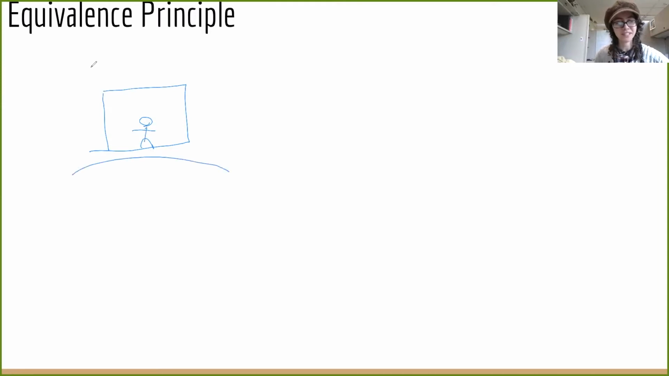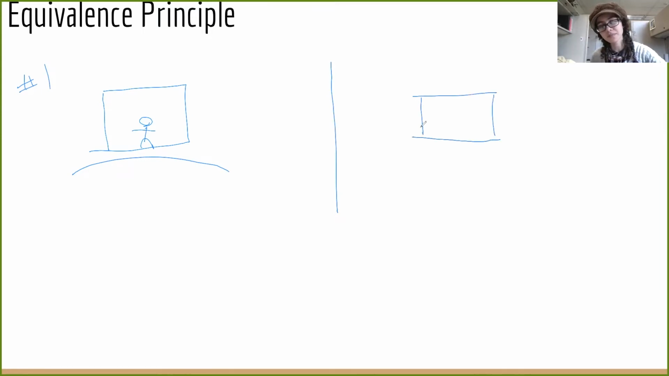So I guess here is elevator number 1, which is on Earth. And here is elevator number 2, which is in space somewhere. There are stars, so that's how you know it's space.